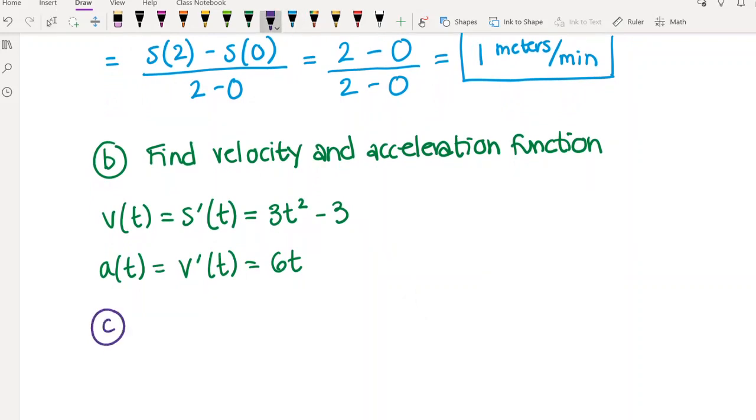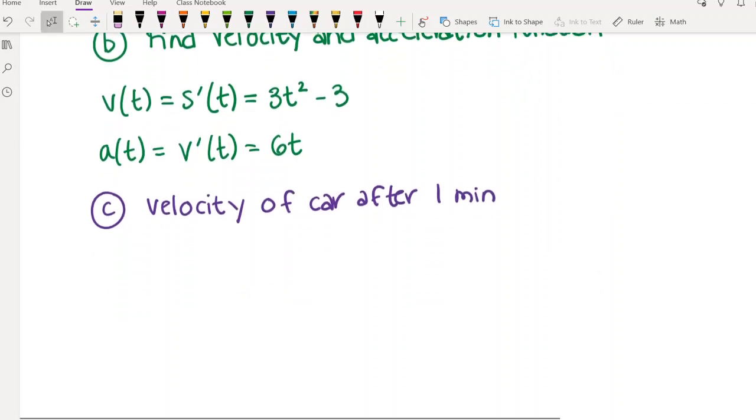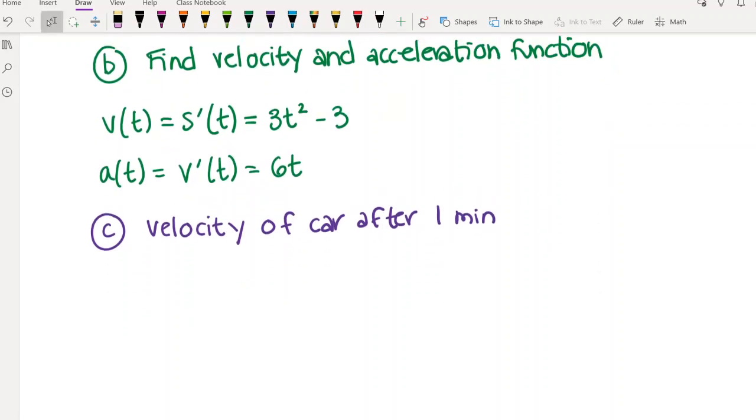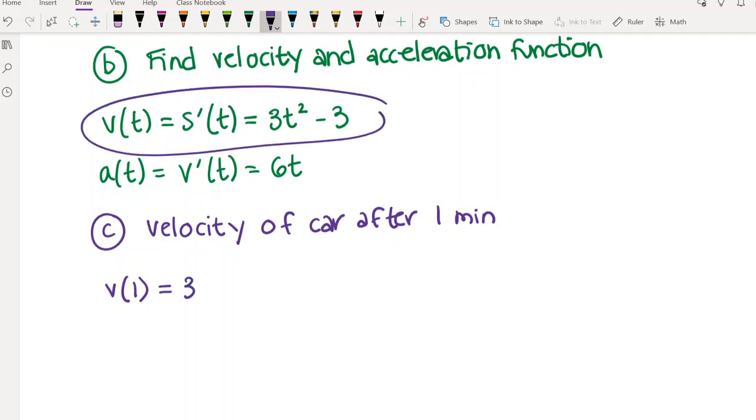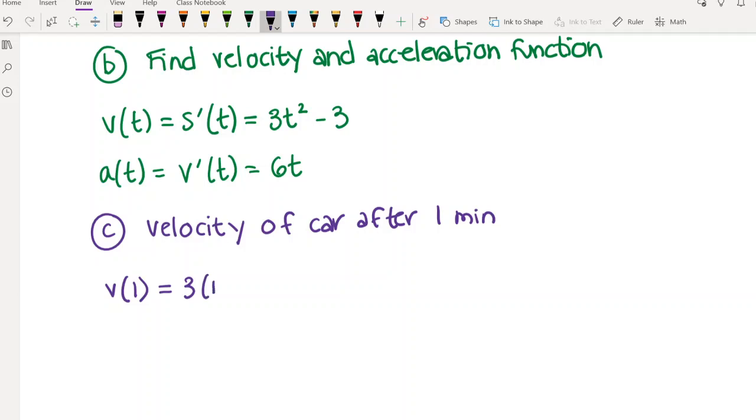So the next part is to find the velocity of the car after 1 minute. And then I also ask you to include units and explain what it means in the context of the problem. So if we were to find the velocity after 1 minute, that means we need to plug it into our velocity function. So our velocity function is right here. So we're going to do 3 times 1 minus 3, and that gives us 0.